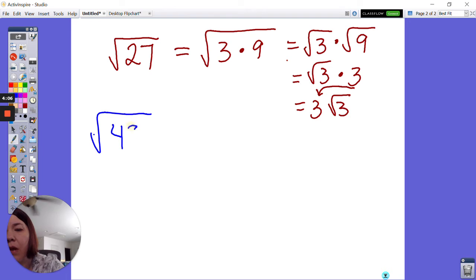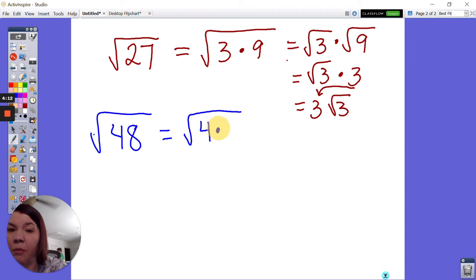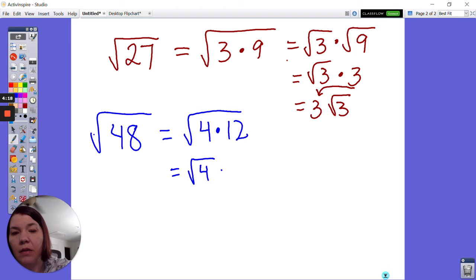So 48 is even harder. It's 4 times 12 though. So that's one place my brain might go pretty quickly. And so the square root of 4 is there, and then the square root of 12 is here. And then I've got 2 square root 12.